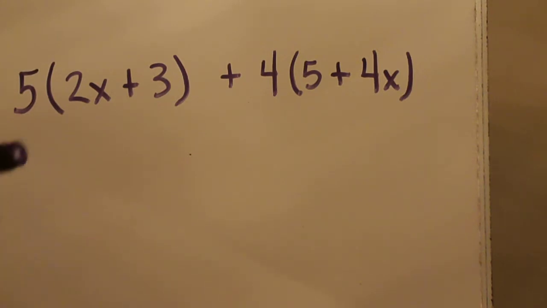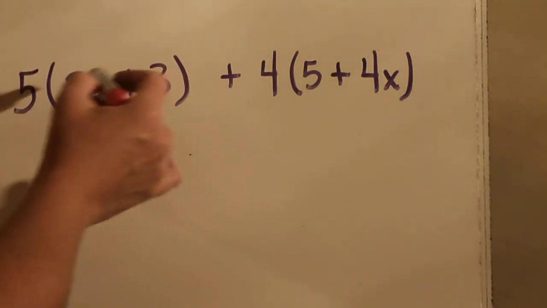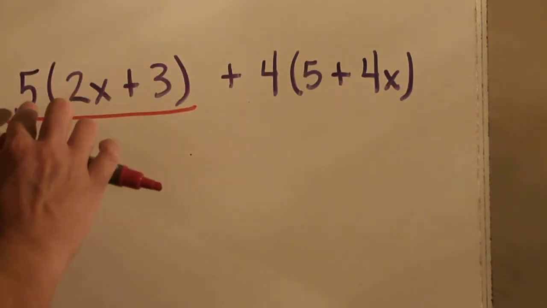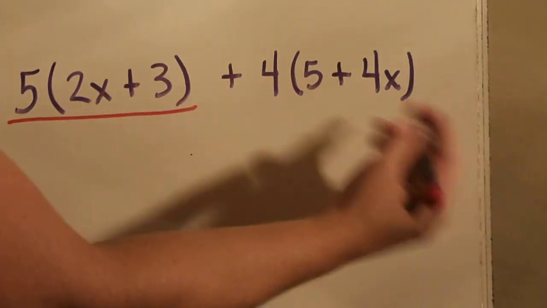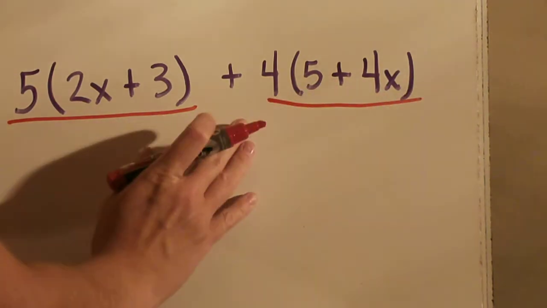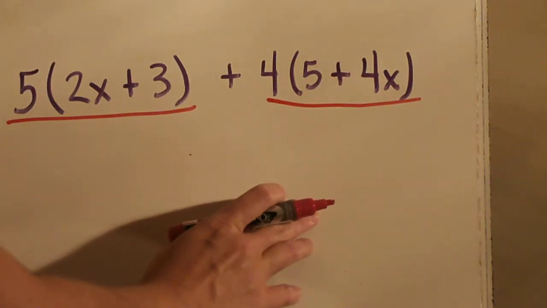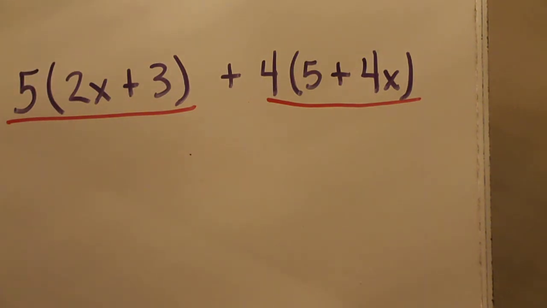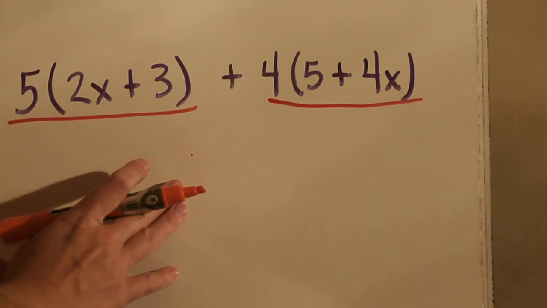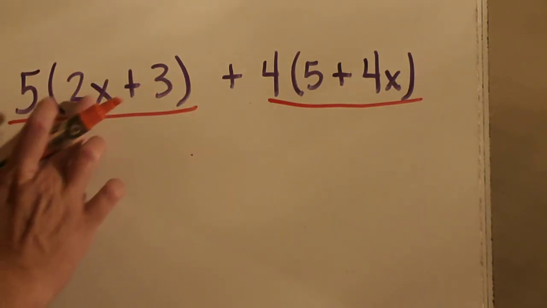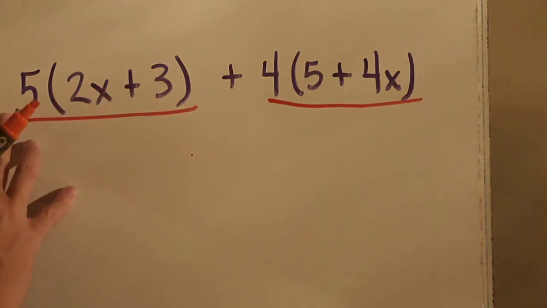So in this example, we have two areas in which we're going to be using the distributive property. We have 5 times the sum of 2 times a number and 3. And we have 4 times the sum of 5 and 4 times a number. So we are going to use the distributive property first to simplify this expression. With the distributive property, we multiply each inside term by the outside term.